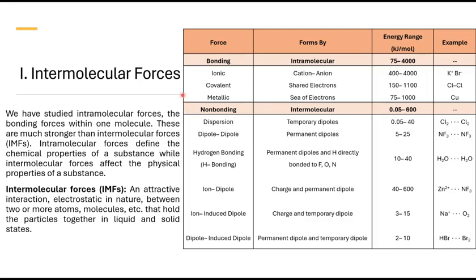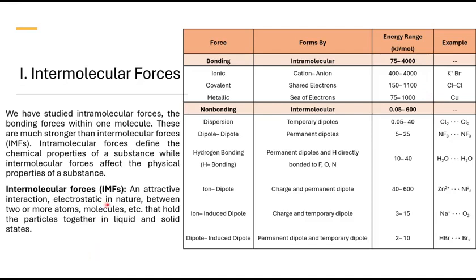Strong intramolecular forces are bonding forces, such as ionic, covalent, and metallic. They form by either ions interacting, the sharing of electrons, or the sea of electrons, and they have very large stabilizing energies, anywhere between 75 kilojoules per mole to 4,000 kilojoules per mole. We saw examples of ionic compounds, covalent compounds, and metallic substances.